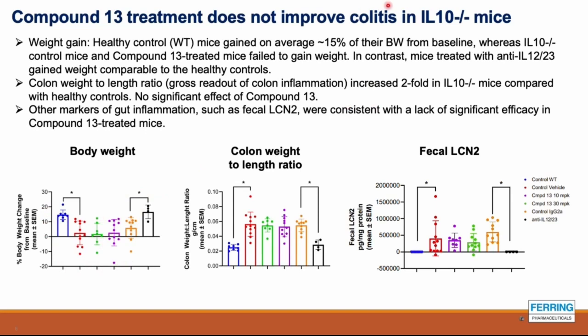We also measured colon weight to length ratio as a gross readout of inflammation. It's increased about twofold in the IL-10 knockout mice, but this increase is totally reversed with our positive control. In contrast to that, again, there was no significant effect with compound 13. We also looked at other markers of inflammation, such as fecal lipocalin, and we observed similar results with a lack of significant effect with compound 13.